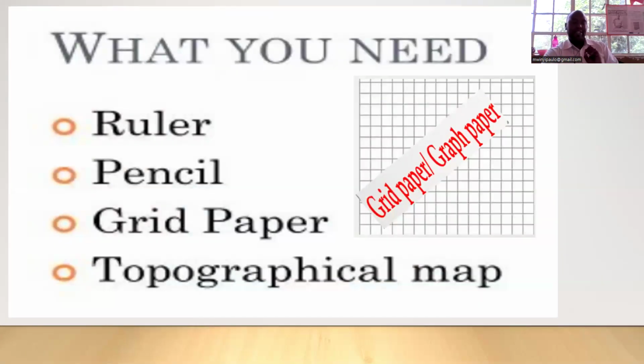Now, let's see step by step how to get a cross-section from a topographical map. These are the things that you need. One, you need a ruler, a pencil, and a grid paper. A grid paper is also called a graph paper. And then you need the topographical map that you want to make a cross-section out of.